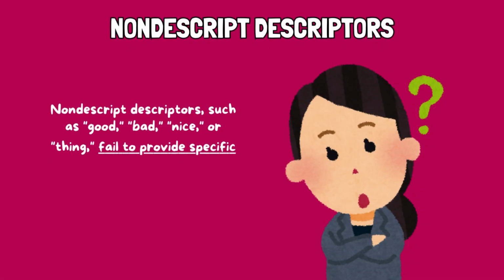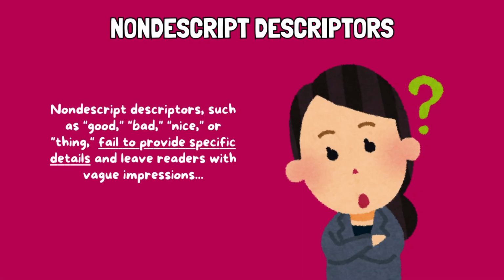You should also look out for nondescript descriptors. Nondescript descriptors are words or phrases used to describe something that is ordinary, unremarkable, or lacking in distinctive features. Nondescript descriptors such as good, bad, nice, or thing fail to provide specific details and leave readers with vague impressions. Replacing these with precise, vivid descriptions enhances the reader's experience by painting a clearer picture.